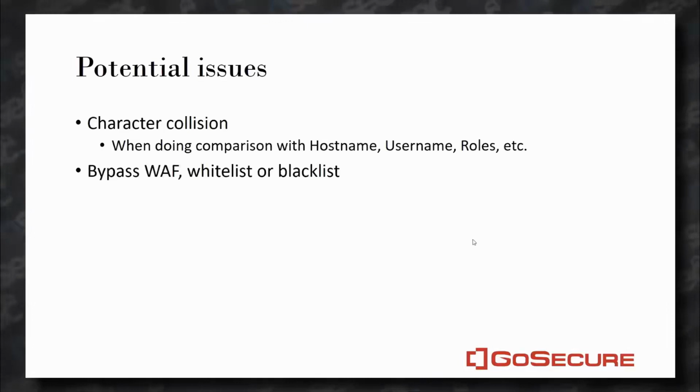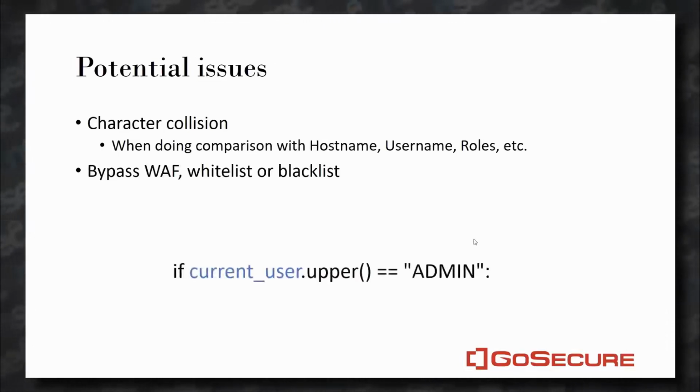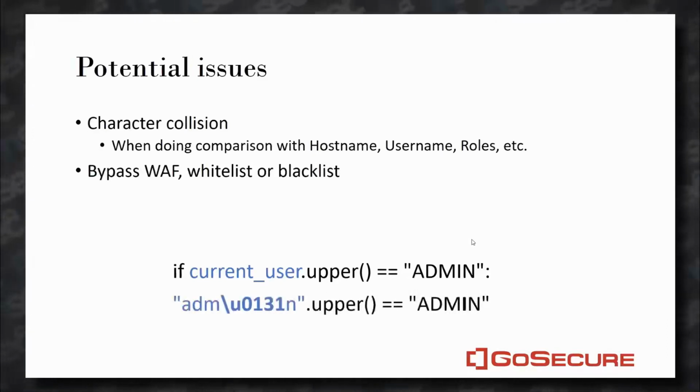It can be used also to bypass WAF or filters, similar to normalization. So a quick example: if we're looking at whether the current role or the current user is equal to admin, we might not be able to register an admin user in the application, but we might be able to register ADM with dotless I M, and this character, once the uppercase transformation is applied, will be equal to ADMIN in all ASCII characters.